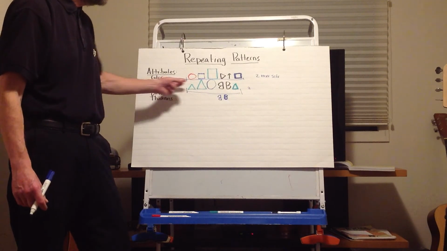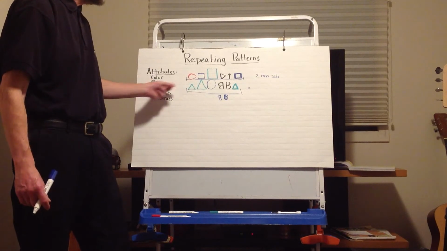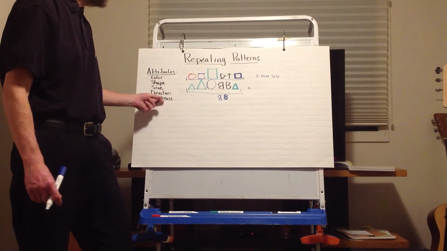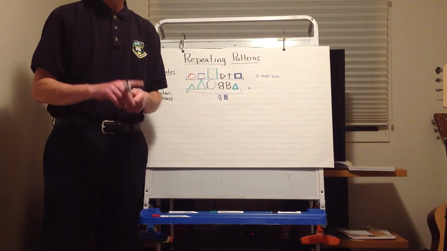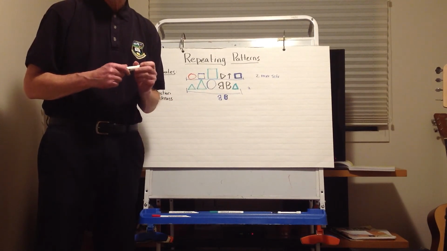Okay, did I change color? Yep, I changed color. Did I change shape? Definitely. Did I change size? Yes. Did I change direction? Definitely there. Did I change thickness? Yes, there. So double check your cores, double check your patterns when you're doing them today.